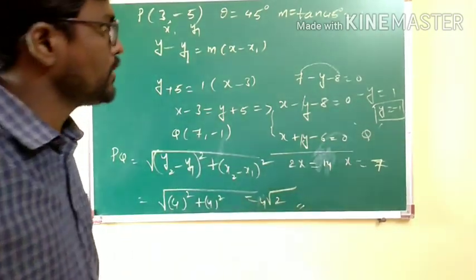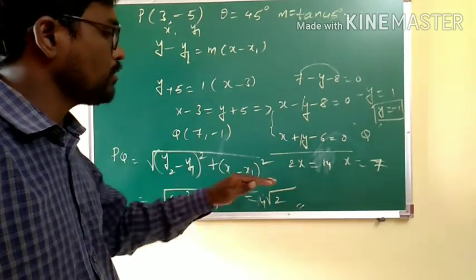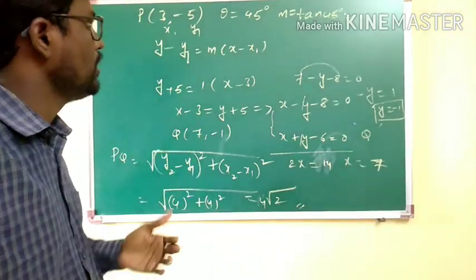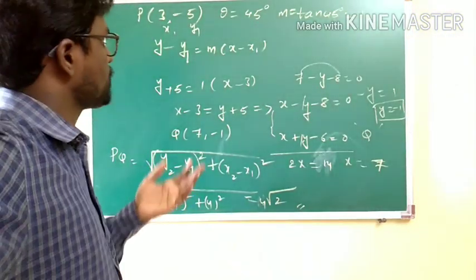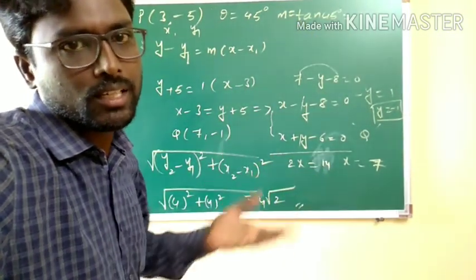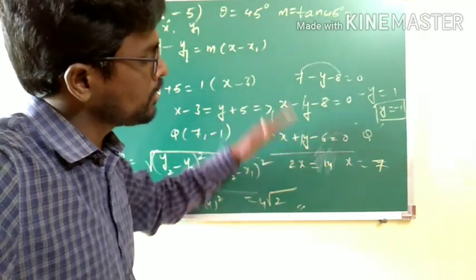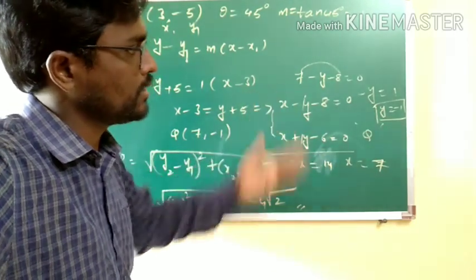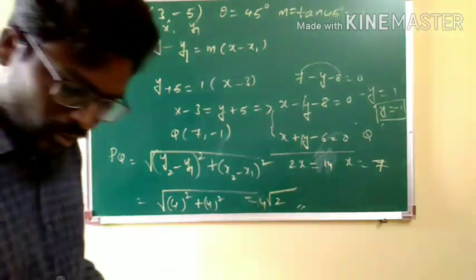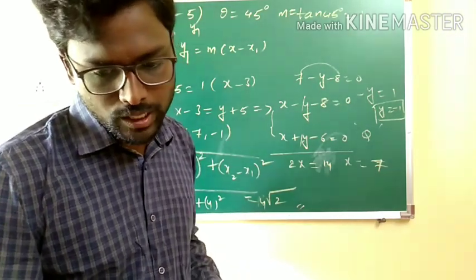So what is the distance between the two points P (3, -5) and Q (7, -1)? It is 4 root 2. See what we have done here, very simple. First we found the equation of the line passing through the given point with slope 1, that is inclination 45 degrees. Then we solved the two equations for x and y, that is for the point Q, and then we found the distance. This is the solution for the previous problem. Let's go with the next problem.